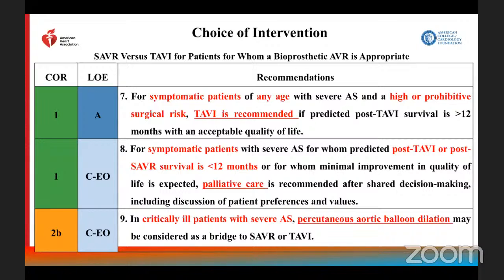For symptomatic patients who have severe AS for whom predicted post-TAVI or post-surgical AVR survival is less than 12 months, or for whom minimal improvement in quality of life is expected, palliative therapy is recommended after shared decision-making, including discussion of patient preference and values. This is class 1C. So they will consider palliative therapy. In critically ill patients with severe AS, percutaneous aortic balloon dilatation may be considered as a bridge to surgical AVR or TAVI. This is a class 2B C.